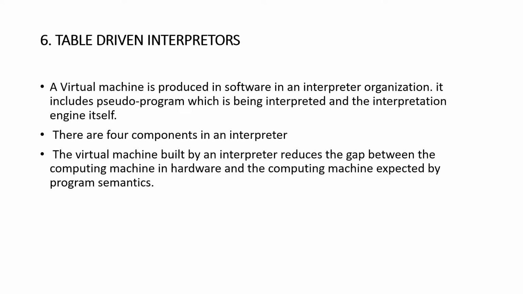And the interpreter consists of four components. First, the interpreter engine itself. Second, the memory, which contains pseudocode. Third, the representation of the engine's control state. And fourth, the representation of the program's current state. And the virtual machine built by the interpreter reduces the gap between the computing machine and hardware and the computing machine expected by program semantics.